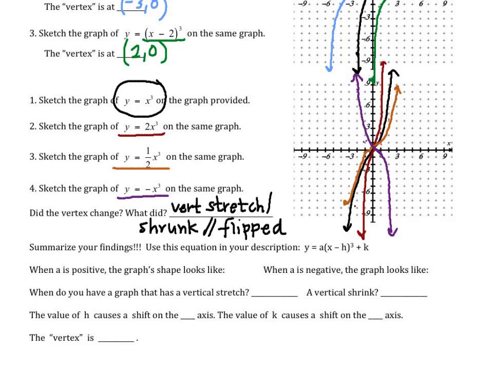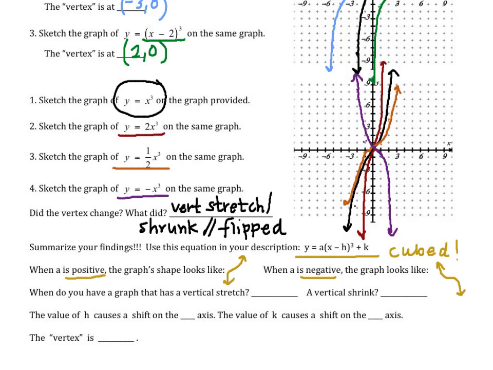Okay, so I want to summarize our findings from this exploration above. This general equation hopefully looks very familiar to you and hopefully looks a lot like the way it looked for quadratics. The only difference is that this is now cubed. x minus h is cubed rather than squared the way it was on quadratics. Okay, so when a is positive, the graph shape will look like this. It will be opening upward. It will be opening normally. When a is negative, it will be flipped over and it would look like this, the way that purple graph looked.